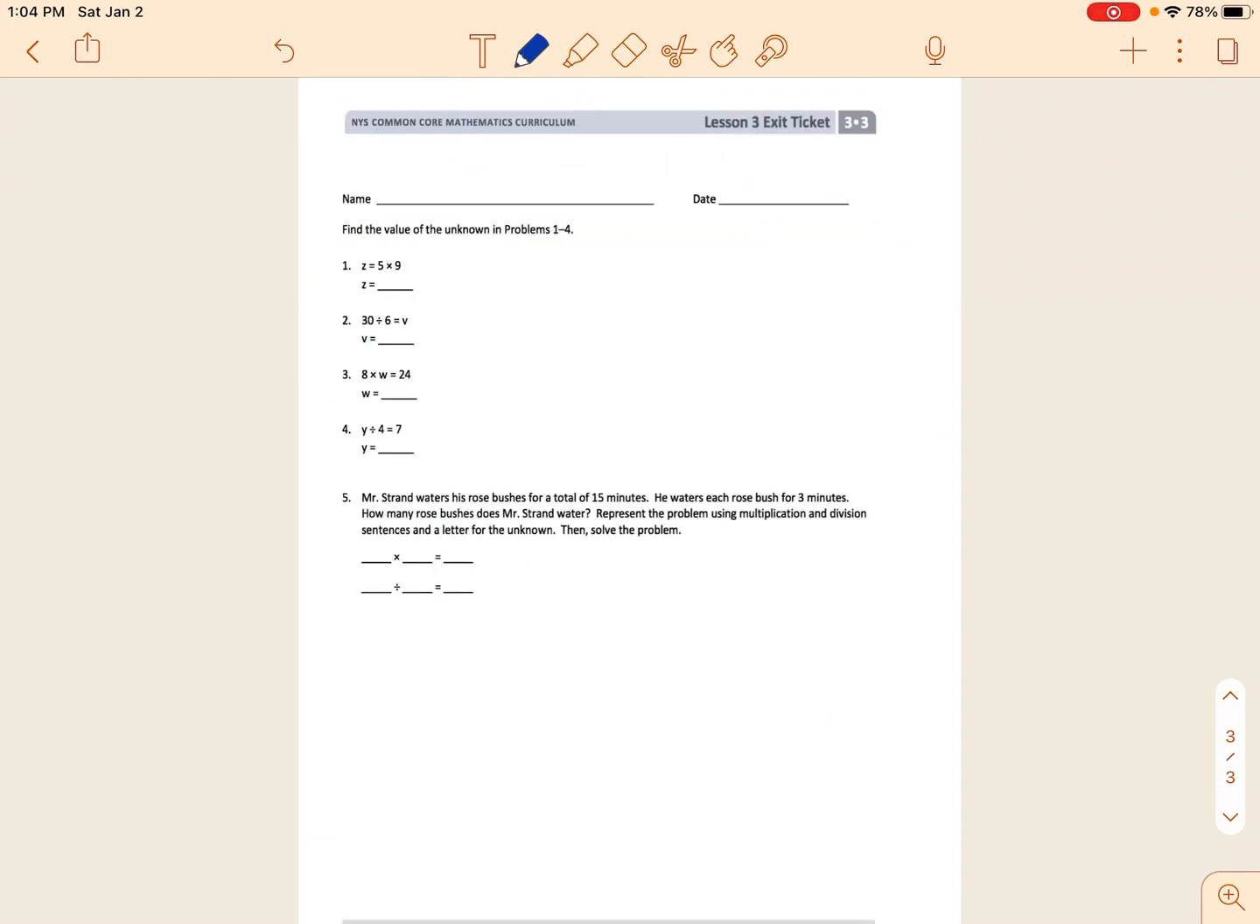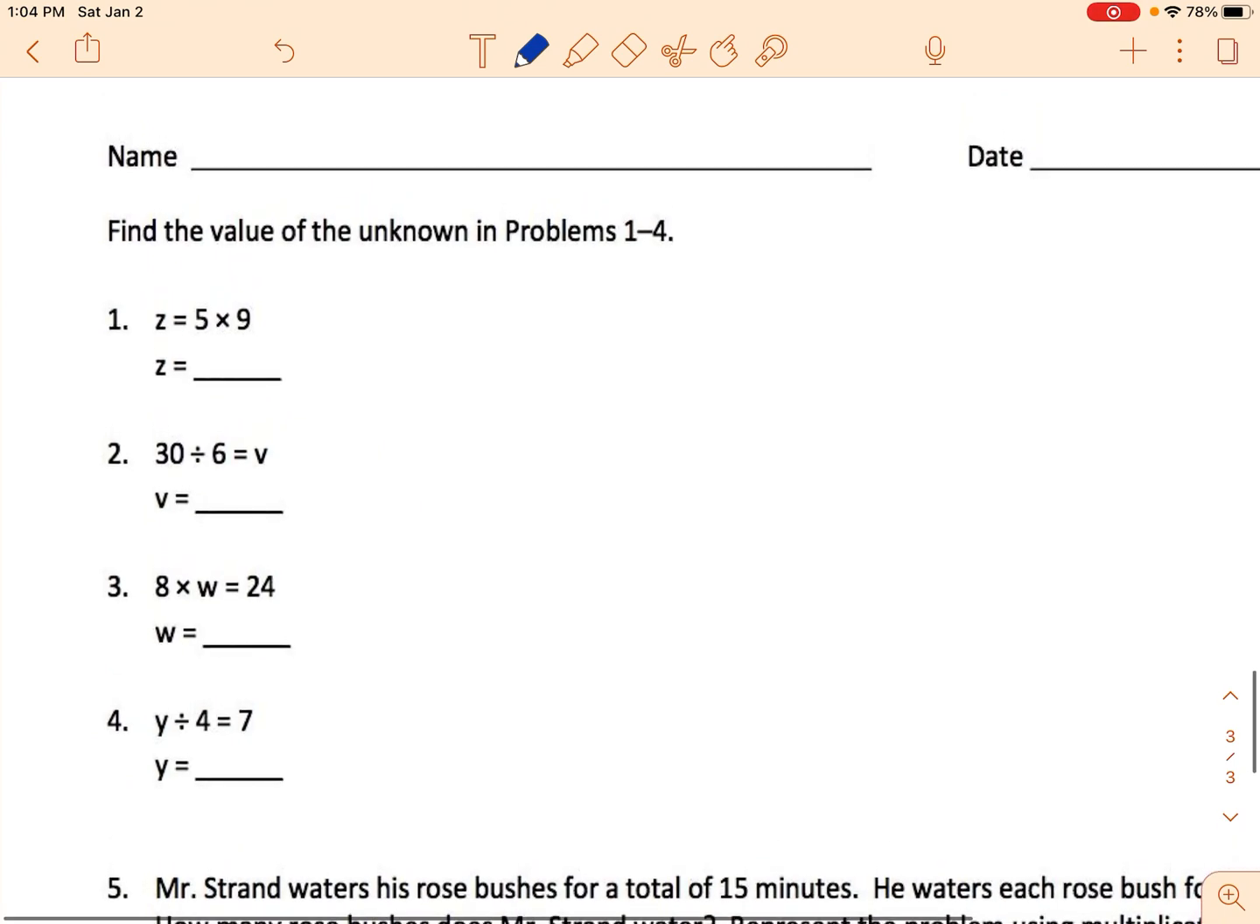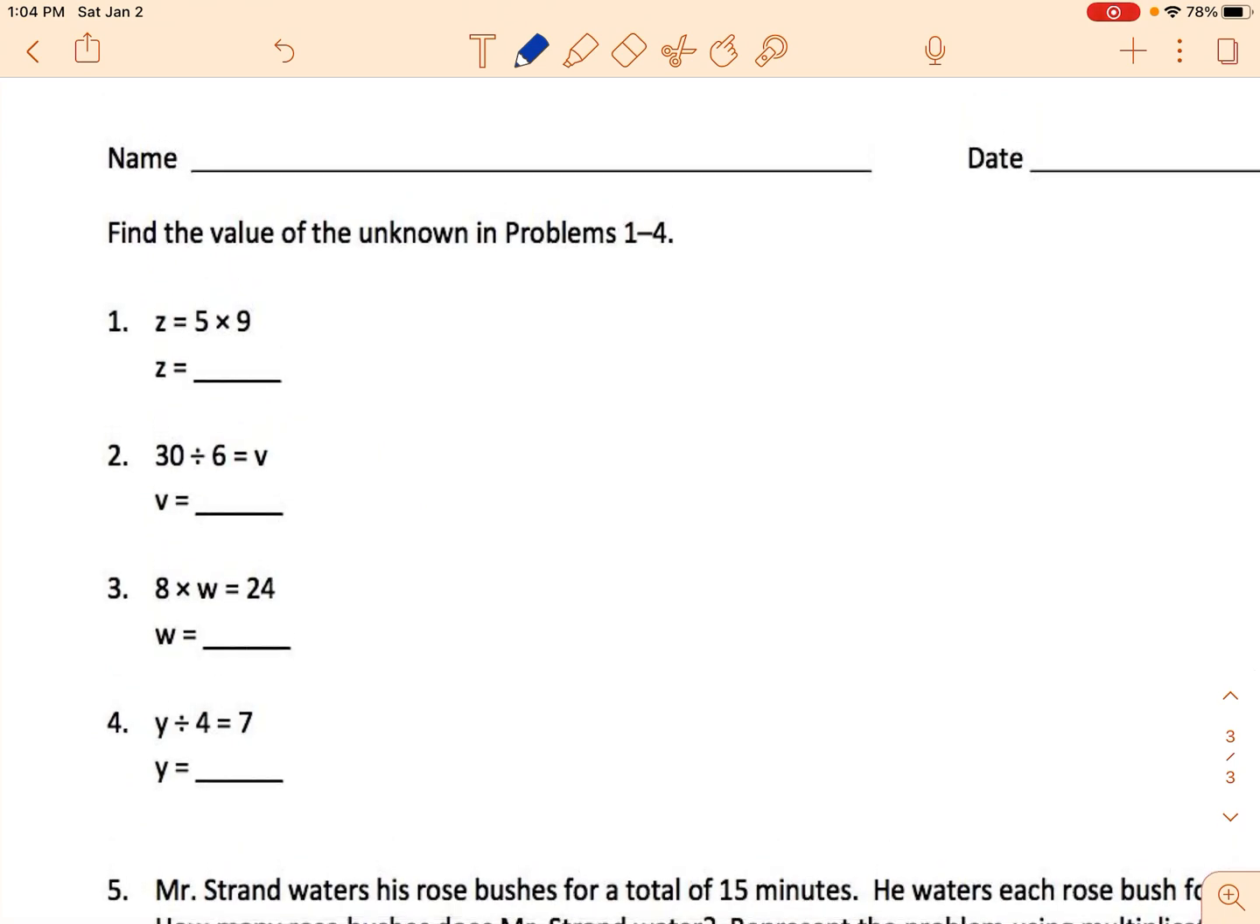And the last one, find the value of the unknown in problems 1 through 4. So let's look at that. Now, boys and girls, Z, V, W, Y, those letters can be any letter. It does not matter, right?